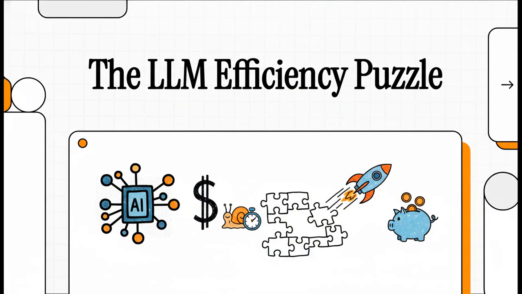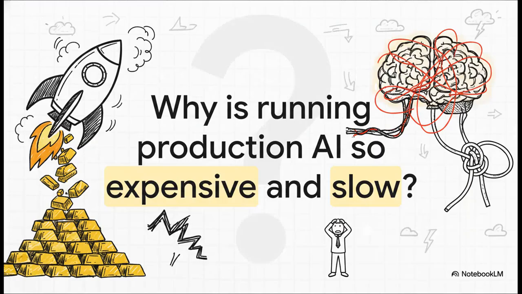All right, today we are diving deep into one of the biggest puzzles in AI right now, the efficiency puzzle. You see, we've got these incredibly powerful large language models, but they're notoriously expensive and, frankly, kind of slow. So the big question is, how do we make them fast and affordable enough for everyone? Let's get into it. It's the question every single developer and business leader is wrestling with.